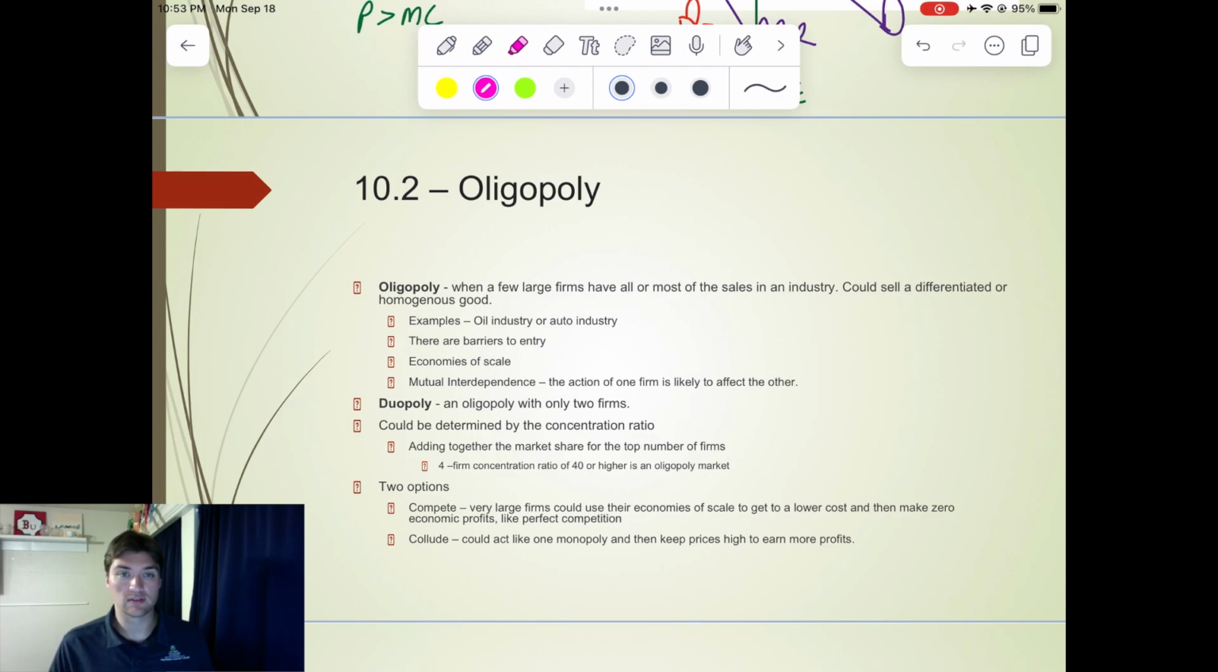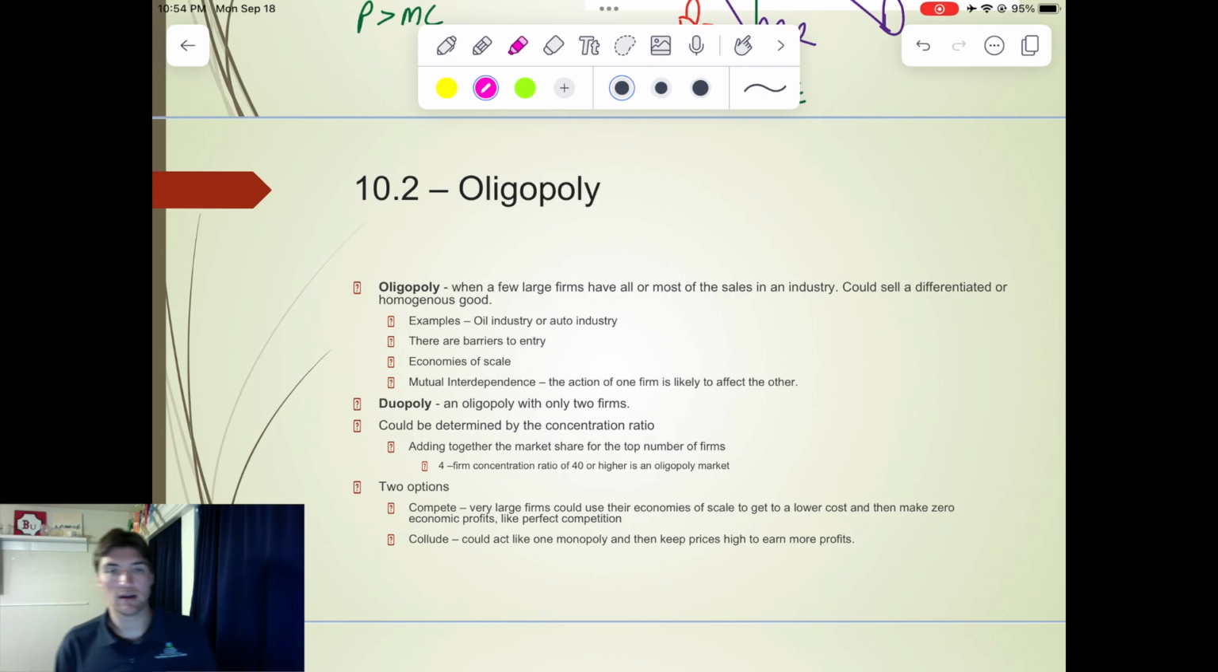So now instead of it being a million types of cereal, you only have four, right? But it's the same aisle. But now there's four types of cereal in the whole aisle. So they're very large firms, and they control most or all of the sales in the industry.